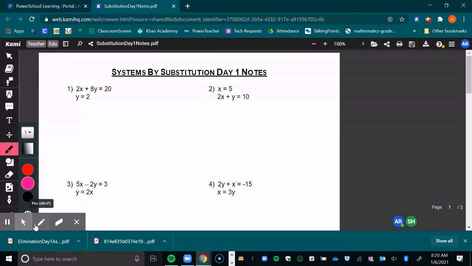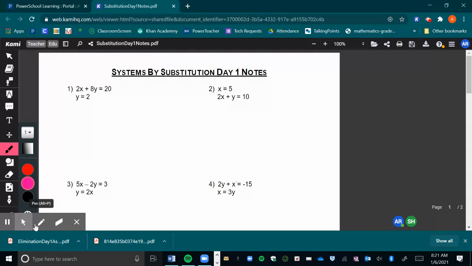And then we also looked at solving systems by graphing. So we graphed both equations, and where they intersected or crossed was our solution. Today we're going to be learning a different method to solve it, and that's by substitution. It's called substitution because we're going to be substituting one equation into the other. So let's go ahead and get started.